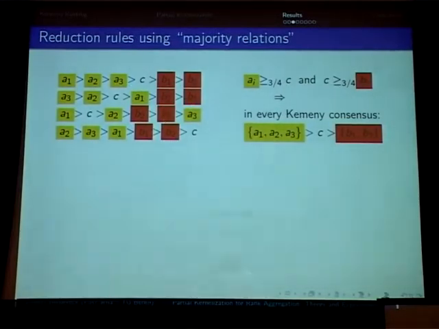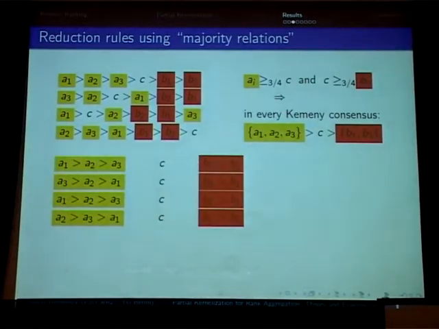We have this instance, and one can see that each candidate A1, A2, A3 beats the candidate C in three-quarter of the votes. And also each candidate B1 and B2 is beaten by C in three-quarter of the votes. And that means, by definition, that our candidate C is non-dirty. And so we will split the instances in this way. So we deleted C and have these two sub-instances.